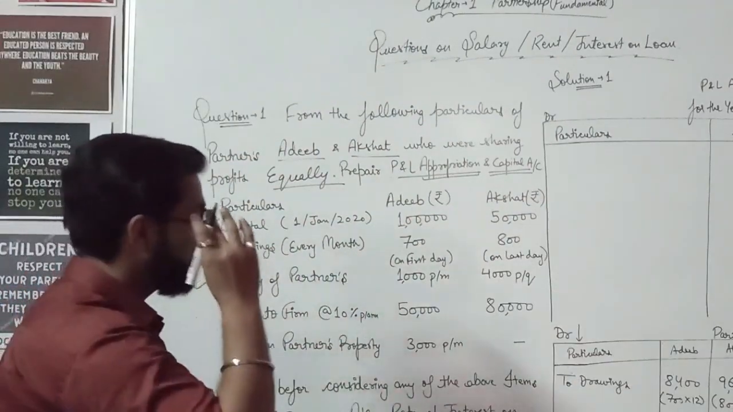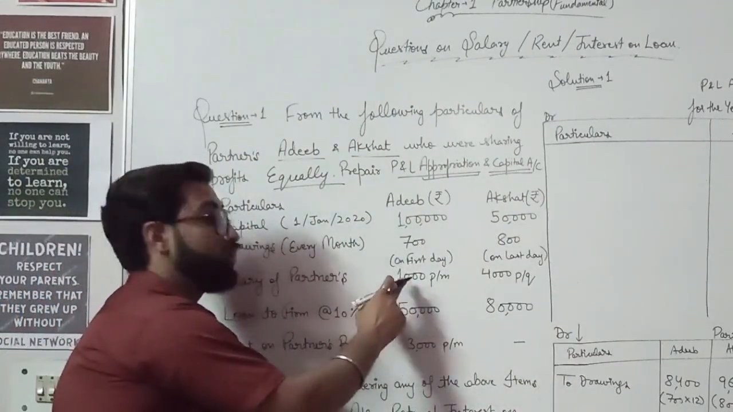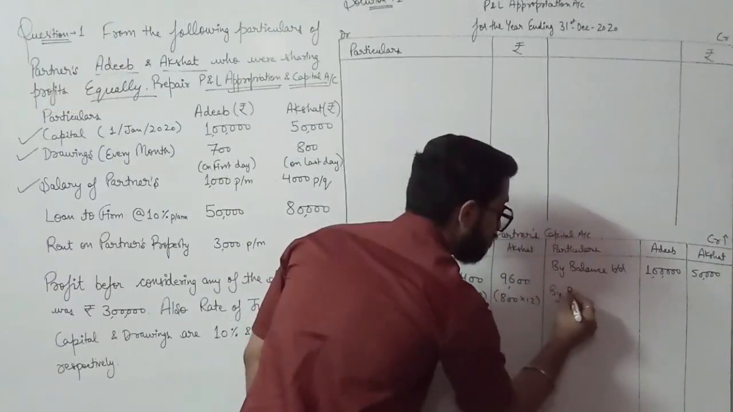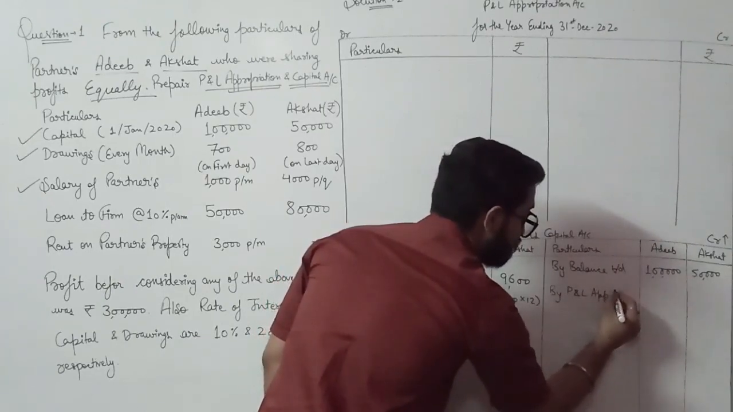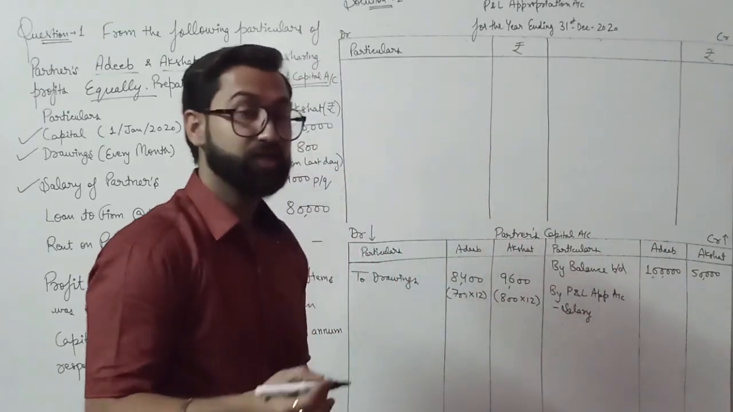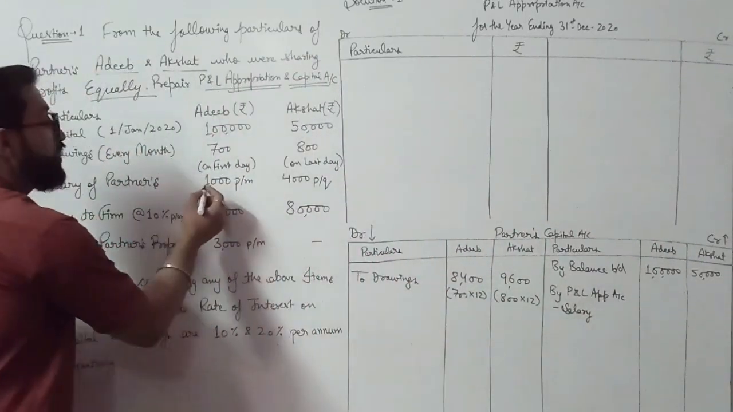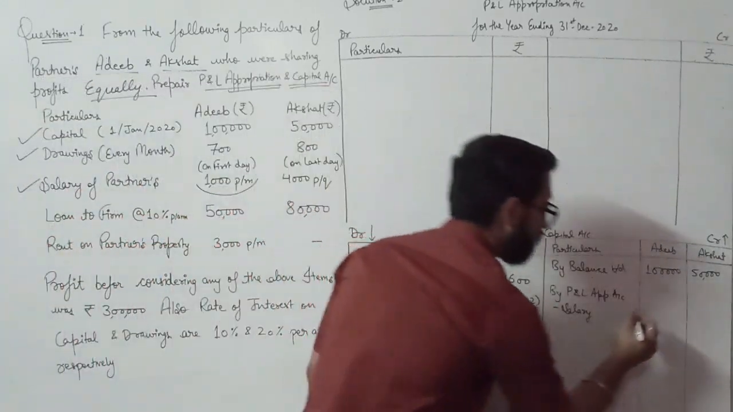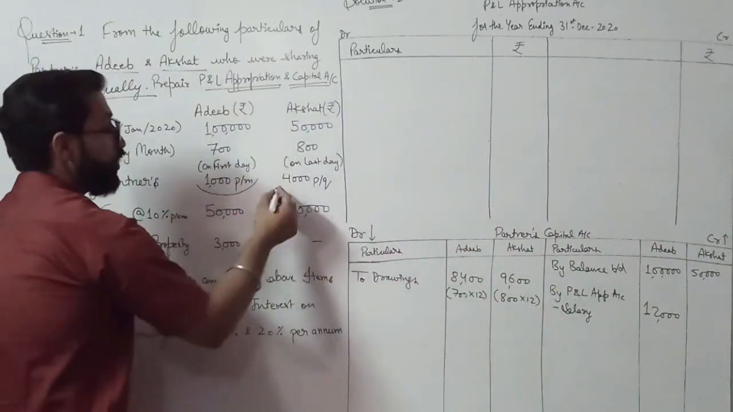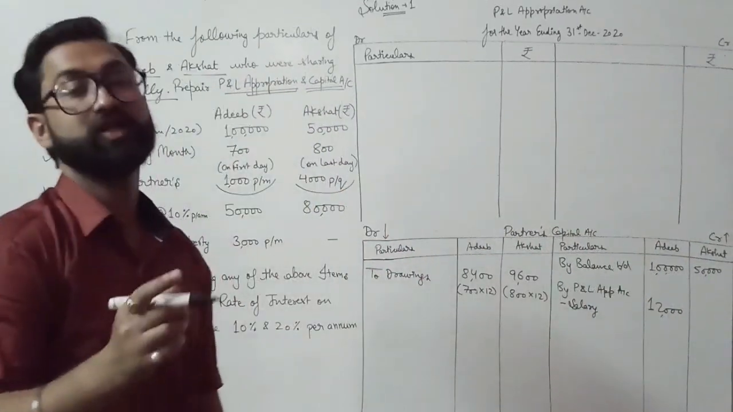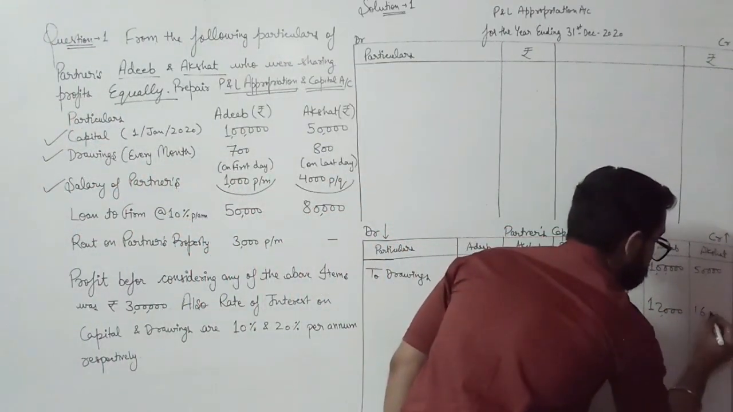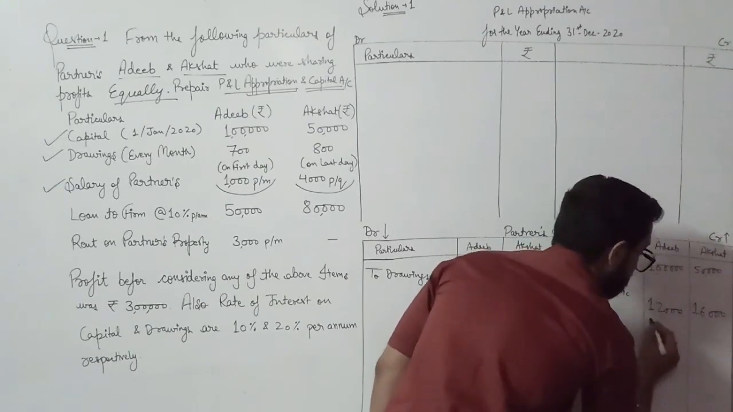Now salary of a partner, Adeep to get a salary of 1000 per month, salary by profit and loss appropriation account. Salary is given from P&L appropriation account. Now how much is a salary? 1000 per month, therefore 12,000, and 4000 per quarter means there are 4 quarters, therefore 4000 into 4, 16,000. Let me do the calculation here.